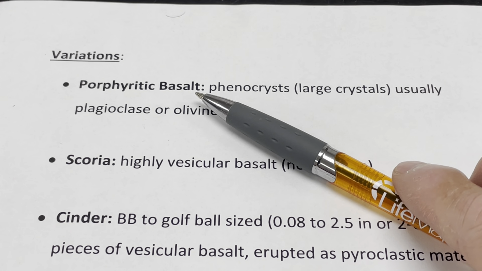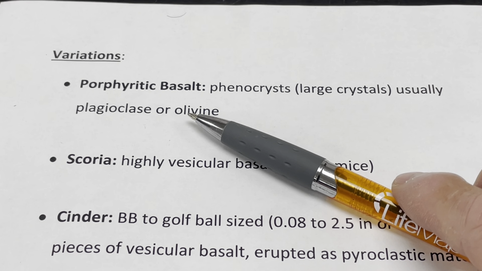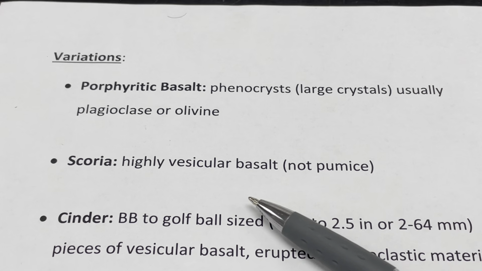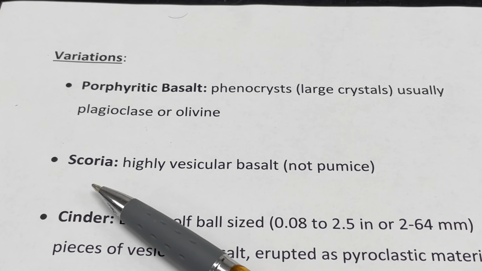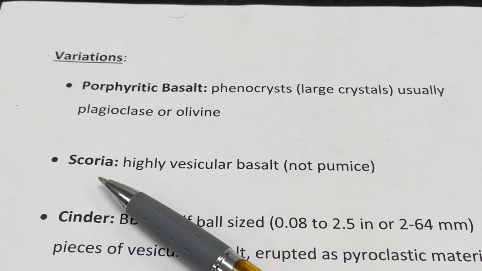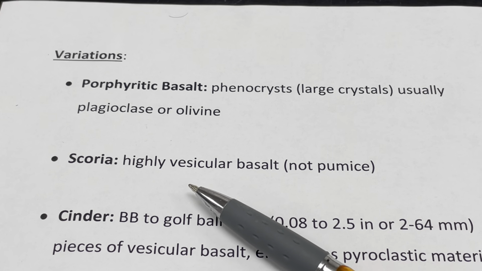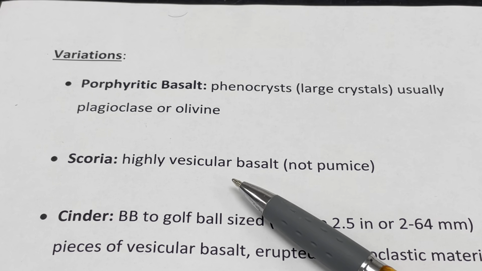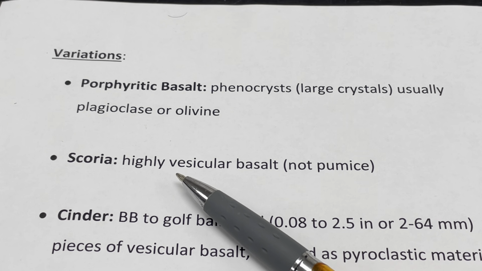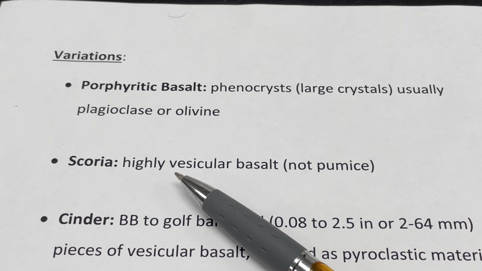If it's porphyritic, it should be obvious to see what kind of crystals it has. If it's aphanitic, you might have to look a little more closely with some magnification. Scoria is a term that's often associated with basalt. This is the term we use for extremely vesicular basalt. So as you pick up a piece of scoria, it probably is really light in terms of weight. It's going to feel light to the touch.